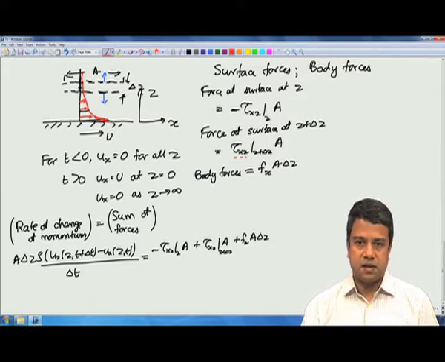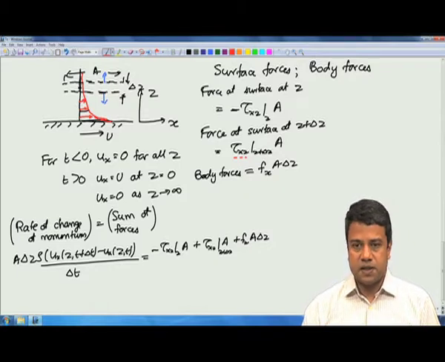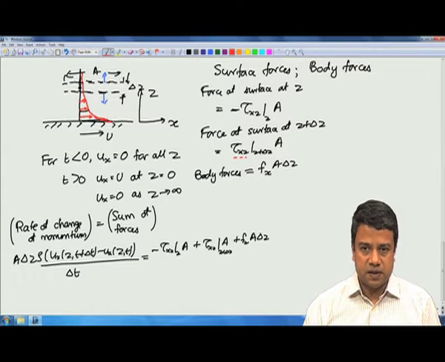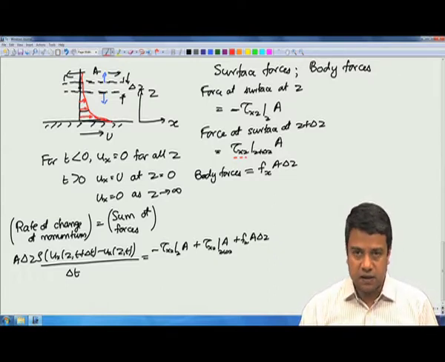The second index represents the direction of transport, or the direction perpendicular to the surface across which momentum is being transported. So, that represents the direction perpendicular to the surface across which the transport takes place. So, it is the direction of the unit normal to the surface. Okay. So, there is a second subscript.